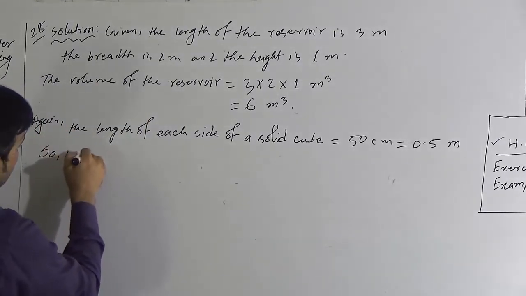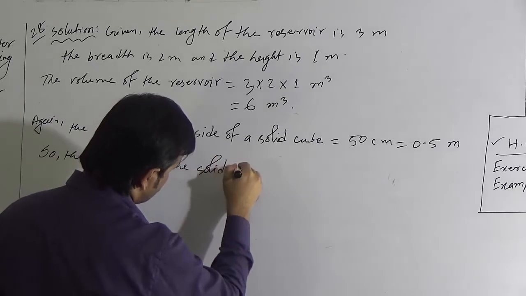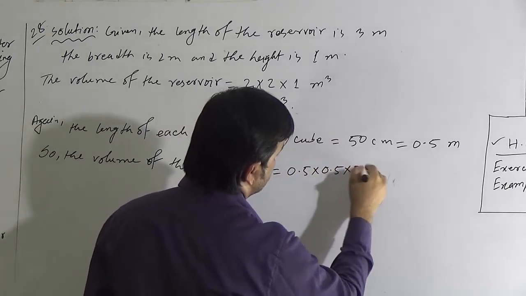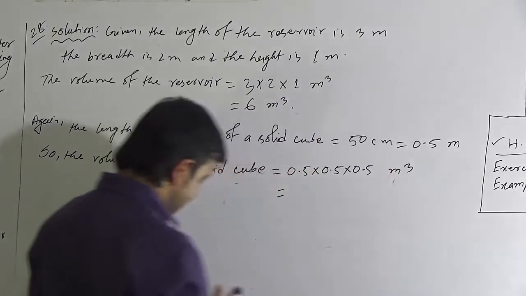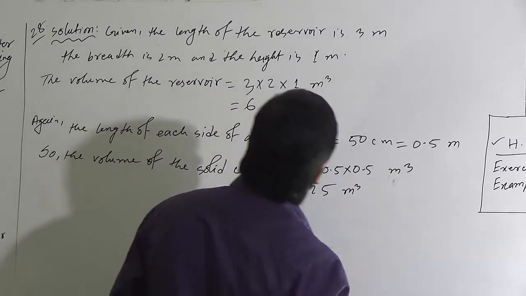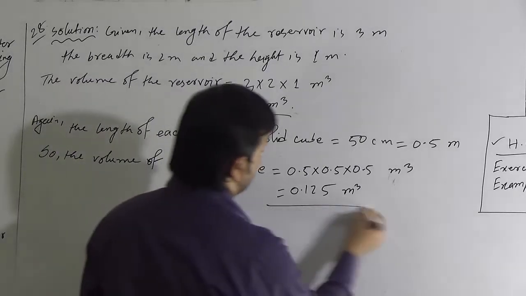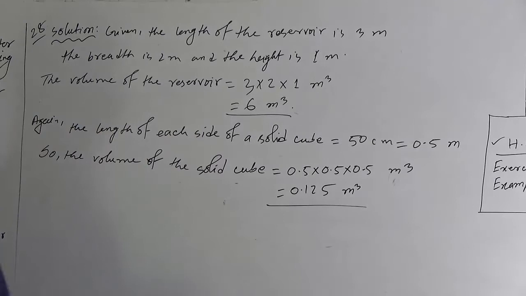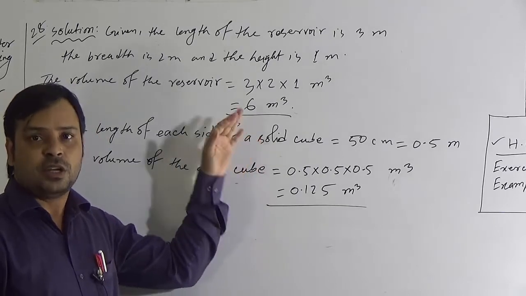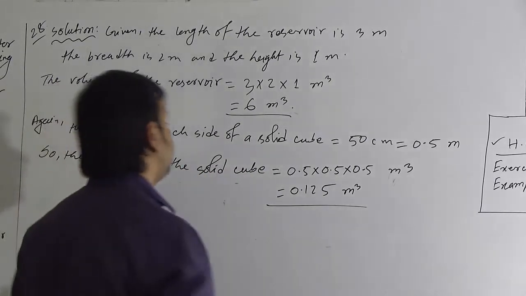Now we can determine the volume of the solid cube. So the volume of the solid cube will be equal to product of 0.5 into 0.5 into 0.5 cubic meter. If we multiply this, we will get here 0.125 cubic meter. Dear students, now if you see here, the volume of the reservoir is 6 cubic meter and the volume of the solid cube is 0.125 cubic meter. Now if we subtract the volume of solid from the total volume of the reservoir, we will get the volume of water contained in the reservoir.